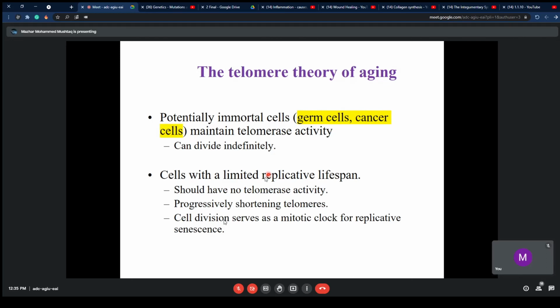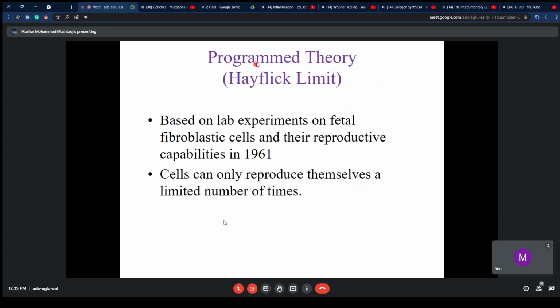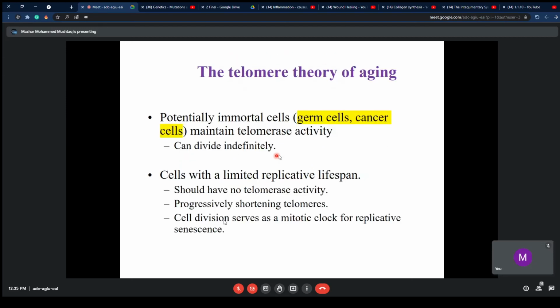Usually the cells have limited replicative lifespan. You have studied this one also. A cell which has a limited replicative lifespan, we call this the Hayflick limit. The Hayflick limit was discovered in 1961: the cell will only divide a certain number of times. And this Hayflick limit does not apply to a germ cell, to a cancer cell, or to some other cells which are present in our intestine. So this Hayflick theory does not apply to these cells.